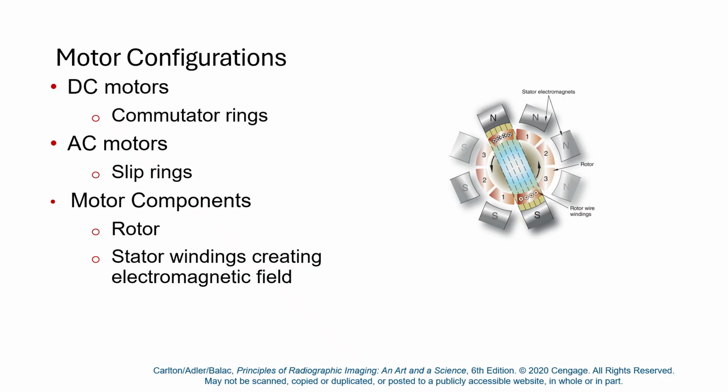All motors are created with a stationary outside and a rotating inside, and those are called stators and rotors. The stator is full of windings in either the DC or the AC that creates a rotating electromagnetic field, basically a rotating magnetic field. That's the whole job of the stator, either DC or AC, is to create a rotating magnetic field.